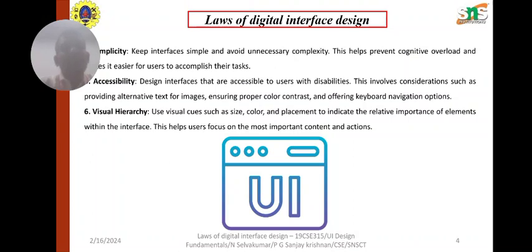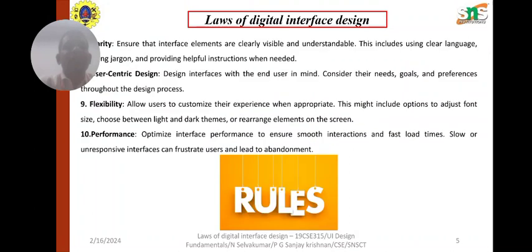Next one, accessibility. Design interfaces that are accessible to users with disabilities. This involves considerations such as providing alternative text for images, ensuring proper color contrast, and offering keyboard navigation options. Next one, visual hierarchy. Use visual cues such as size, color, and placement to indicate the relative importance of elements within the interface. This helps users focus on the most important content and actions.